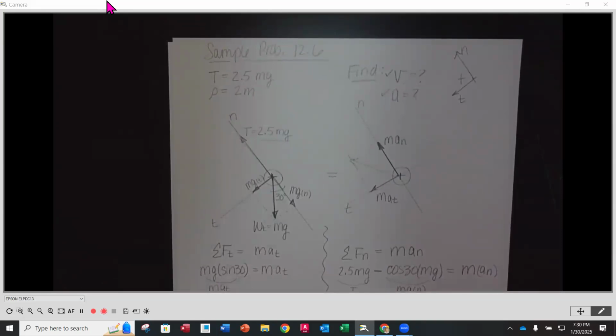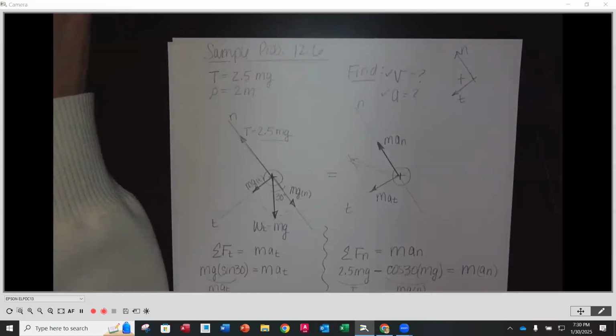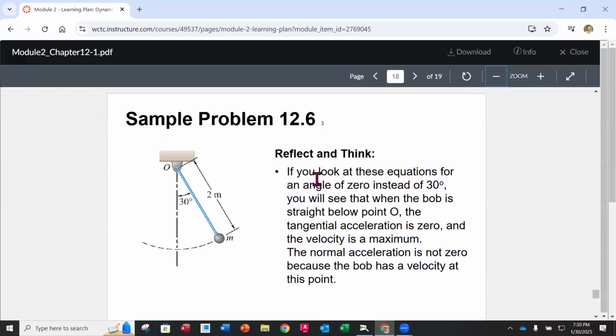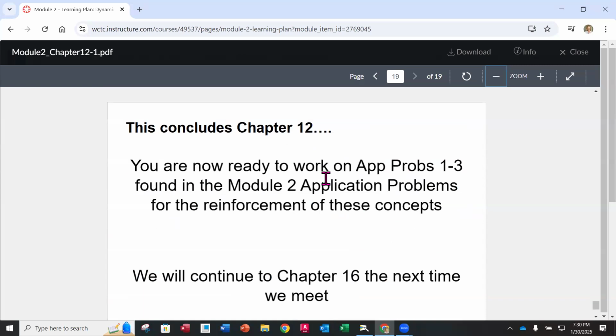Okay. All right. If not, then that concludes the 3 practice problems that we have from chapter 12, from this section of the module. We will be moving on to chapter 16 the next time that we're together. Now, if we go back to our PowerPoint here, this was the problem we just worked through. Like it says here, this concludes chapter 12. We are now ready to work. I have 3 application problems in the module, 2 application problems that are not from the book. So we're going to take a peek there first.